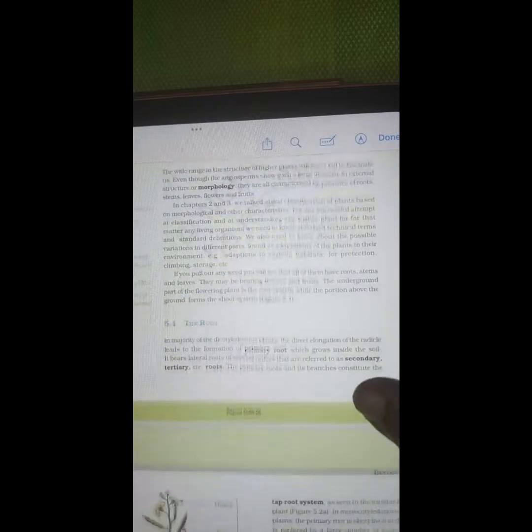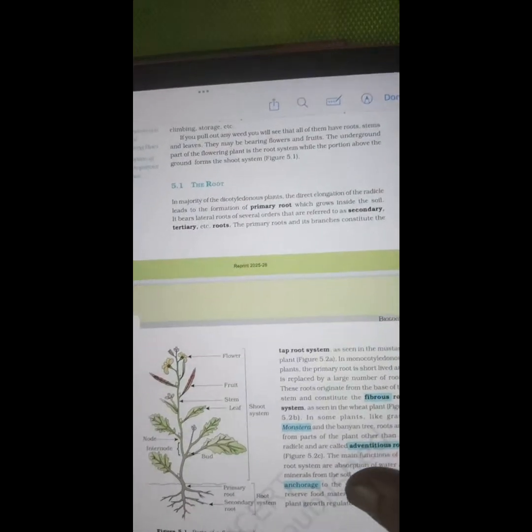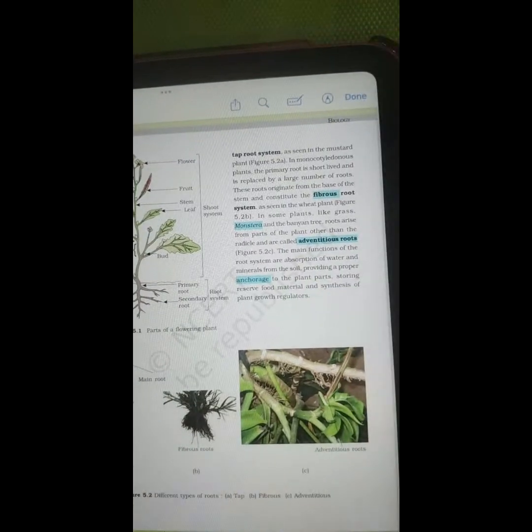So if you talk about the root, right, taproots are found in the dicot, whereas fibrous roots and adventitious roots are found in the monocot. So a fibrous root is one in which a stout root is there and then it is further branching. These are the fibrous roots and these are the adventitious roots.